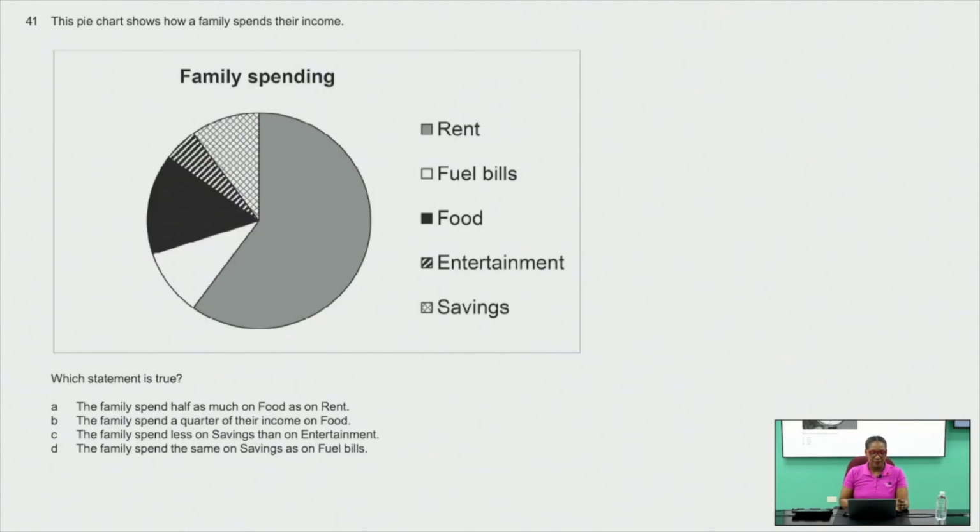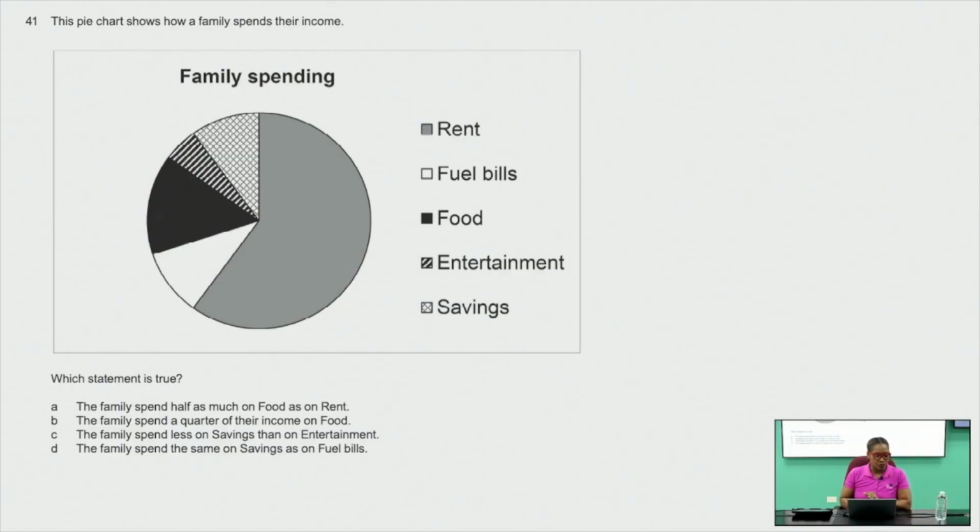All right. We're at question 41. This pie chart shows how a family spends their income. And you see, like all of us, we have to pay bills. So it's fuel bill, rent, food, entertainment. They're lucky they have organized their entertainment. We should try it. And of course, saving is very integral here.